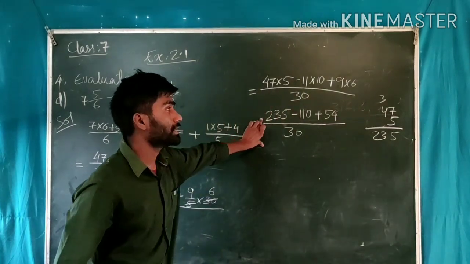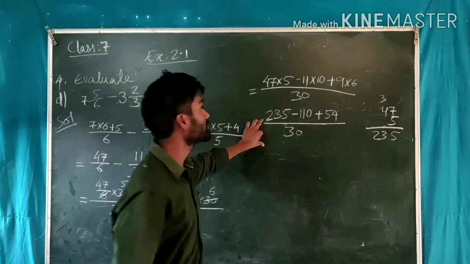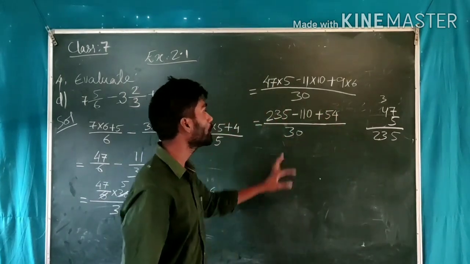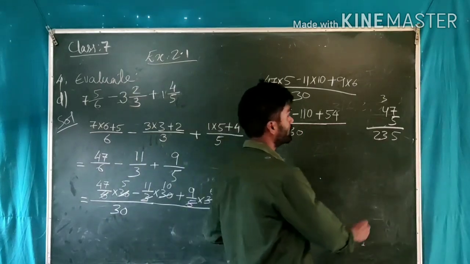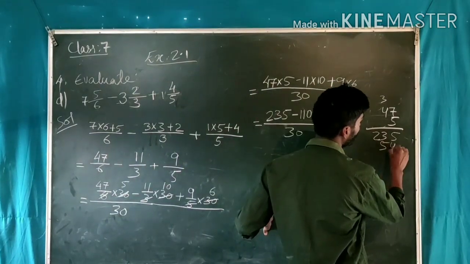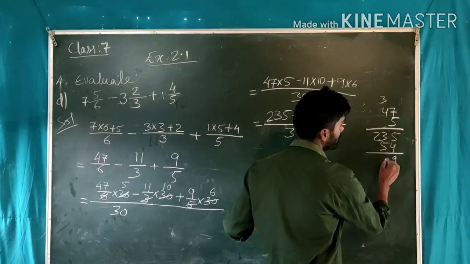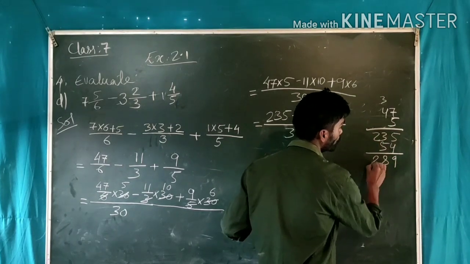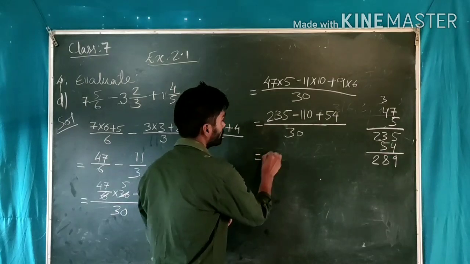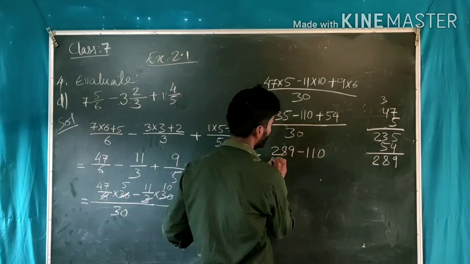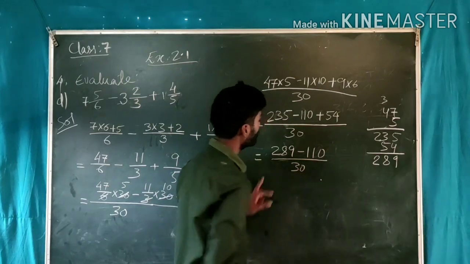Here 235 has a positive sign and 54 has a positive sign. So we will add those two and then we'll subtract 110. So 235 plus 54. 4 plus 5, 9. 3 plus 5, 8. 2. 289 minus 110 divided by 30.